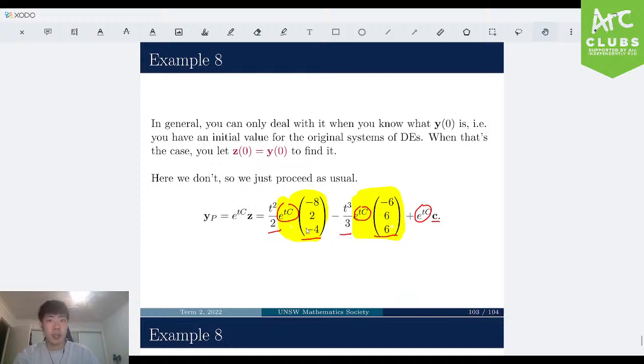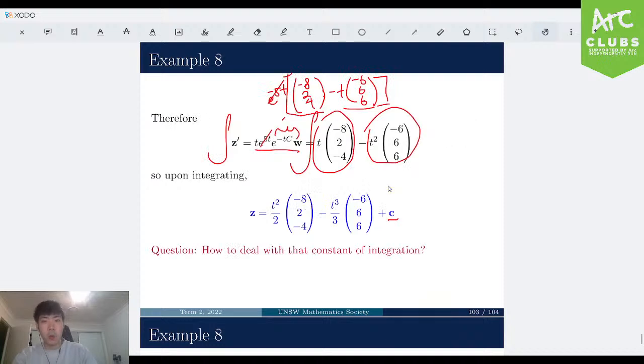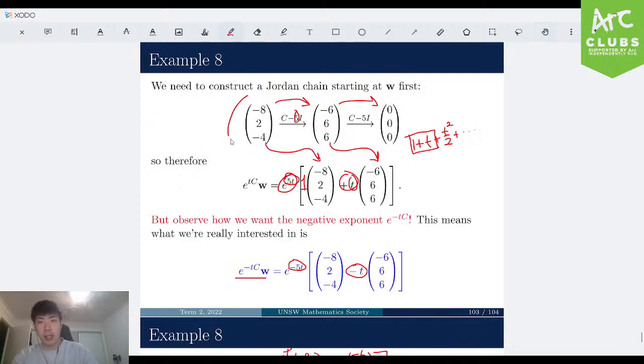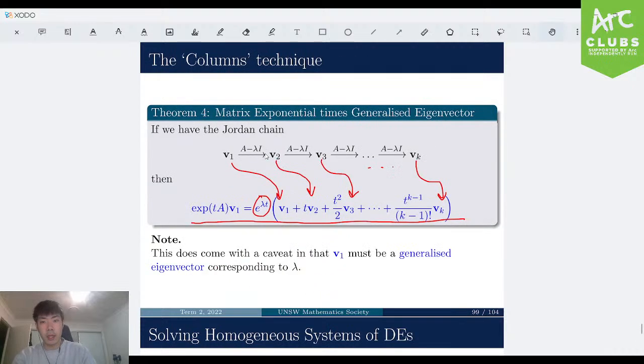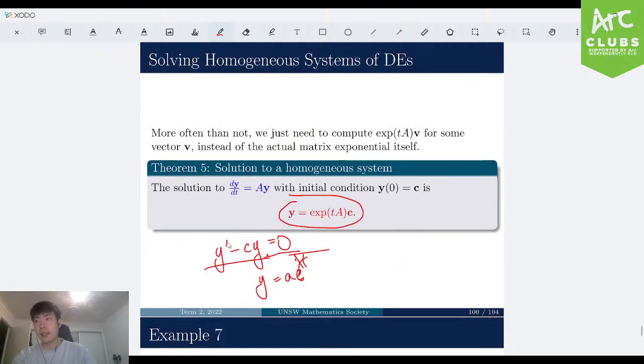And what do I mean? Negative 8, 2, negative 4, and negative 6, 6, 6 are already part of a chain that we calculated earlier. So we already know that negative 8, 2, negative 4 and negative 6, 6, 6 are indeed generalized eigenvectors of our matrix C, which means that we can again apply this theorem here to immediately get this form. Okay, so let's go back down.